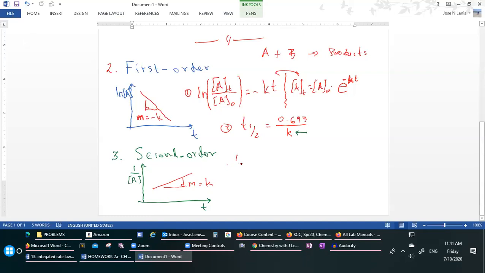1 over concentration of A at time t, or final at time t, equals kt plus 1 over concentration of A initial. Again, you can play around with this. You can solve for k if the problem is asking for k only. You can solve for t if the problem is asking for the time to go from initial to final. Or you can find final concentration and the problem gives you everything else. Or the problem asks you what was the initial concentration and the problem will give you everything else.